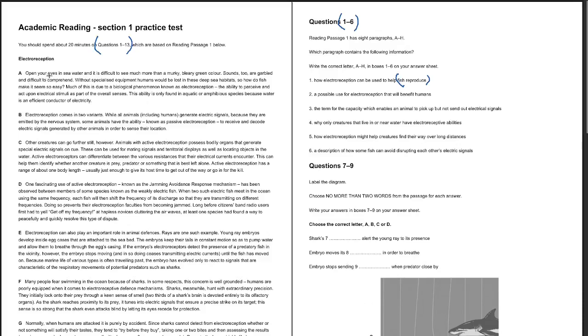So A says, open your eyes and see water, and it is difficult to see much more than the murky, blurry green color. Sounds too ungarbled and difficult to comprehend. Without specialized equipment, humans would be lost in these deep sea habitats, so how do fish make it seem so easy? Much of this is due to a biological phenomenon known as electroreception, the ability to perceive and act upon electrical stimuli as part of the overall senses. The ability is only found in aquatic or amphibious species because water is an efficient conductor of electricity. So A is basically talking about what electroreception is and how it's conducted in fishes, but it has nothing to do with reproduce, so we can just rule out A.